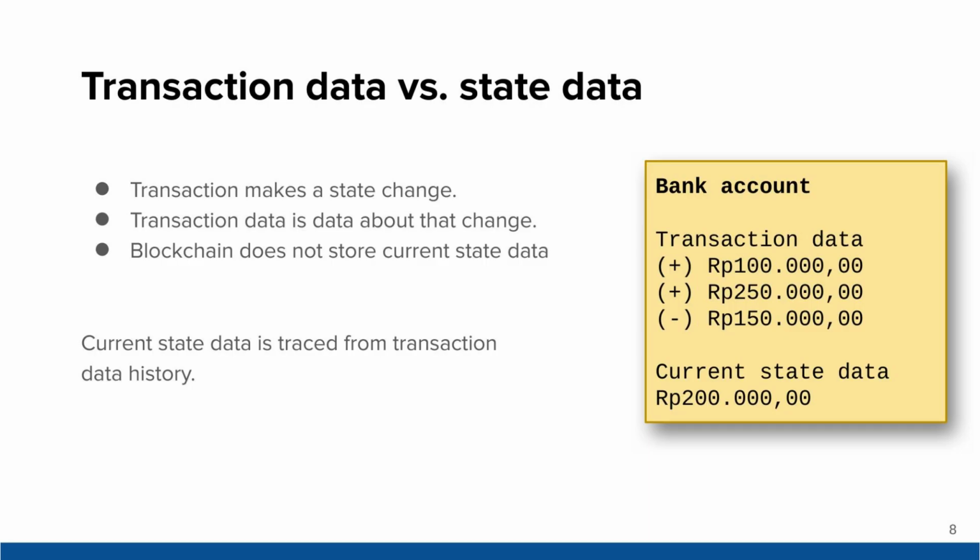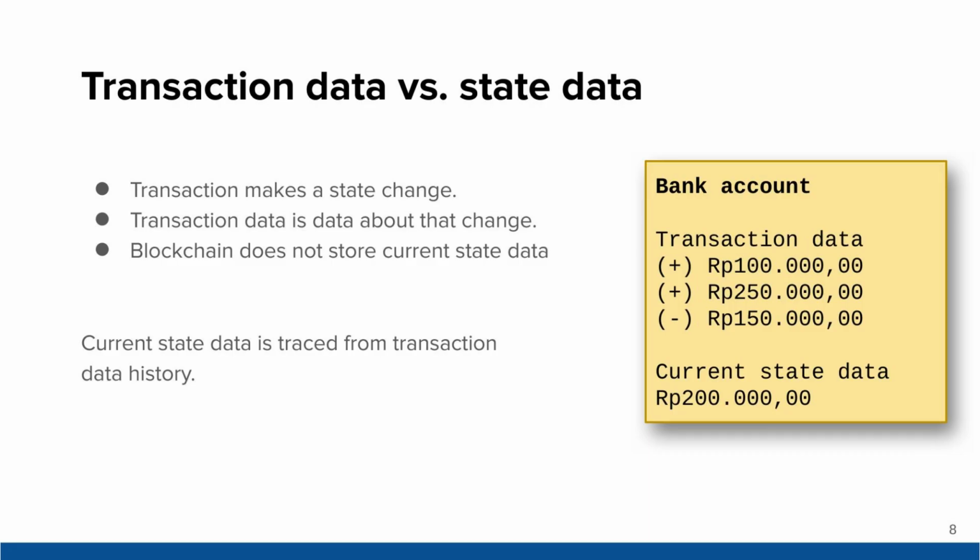This one's really important, so pay close attention. There's a key difference between transaction data and state data. Let's use a bank account as an example. Imagine your account history looks like this. Add 100,000 rupiah, deposit. Add 250,000 rupiah, another deposit. Subtract 150,000 rupiah, withdrawal. Those three entries, that's transaction data. It records what happened, each individual change. Now your current balance, 200,000 rupiah, that's state data. It tells you the current situation.